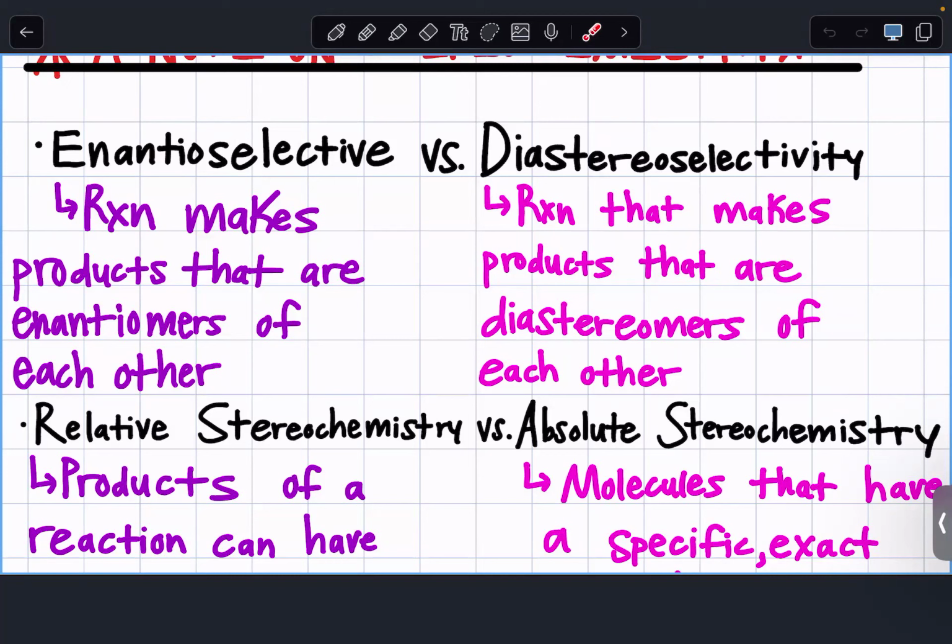For diastereoselectivity, a reaction is diastereoselective if it forms products that are diastereomers of each other. And do you guys remember how to tell if 2 molecules are diastereomers of each other? Like what has to happen with the chiral centers? All of them or some of them? Only some of them, right? In enantiomers, it's when all of the chiral centers are inverted. For identical, none of the chiral centers change at all. All of the chiral centers stay the same for identical, right?